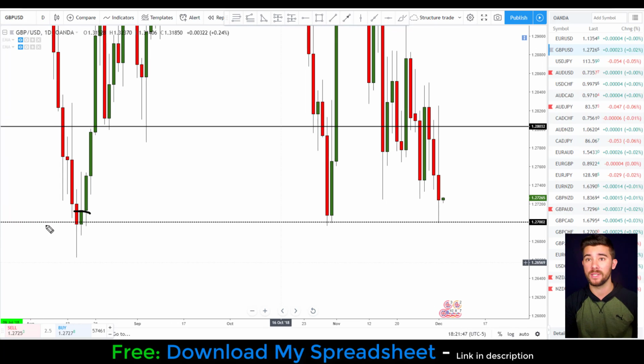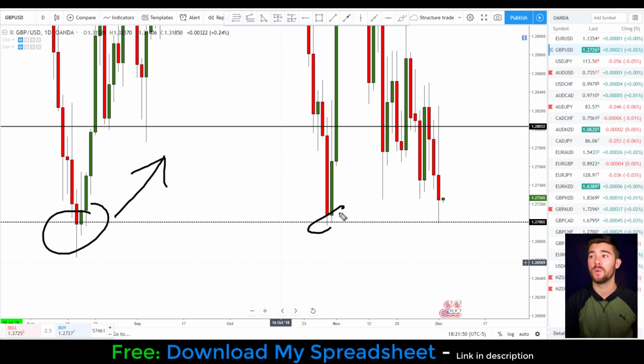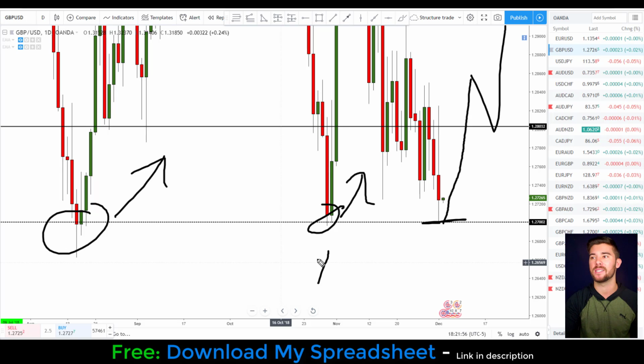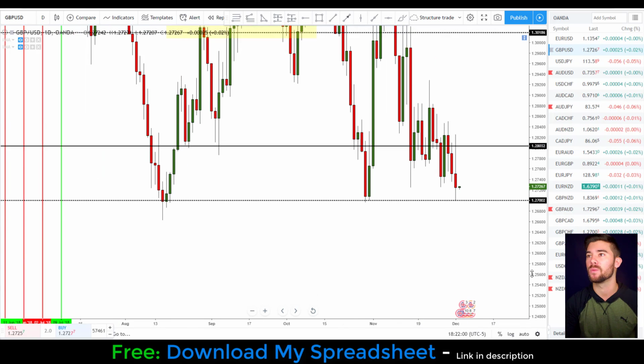This level of support, you can see, has pushed the market up multiple times in the past, coming down into that level once more. I don't know that it's going to necessarily create a big uptrend like it has these previous two times, and I'll show you guys why that's the case, why that's my belief as well.